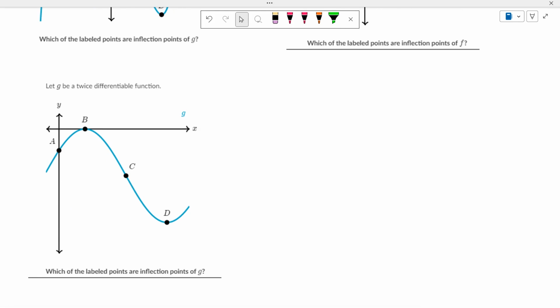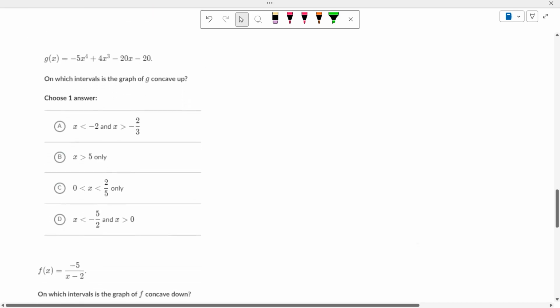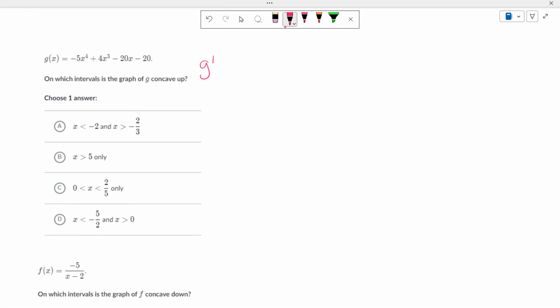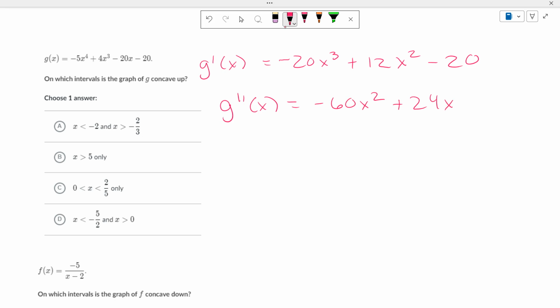Any of these points of inflection? C would be a point of inflection because it changes from concave down to concave up. Now it asks, where is it concave up? Well, let's take two derivatives of this. The first derivative of this is negative 20x to the third plus 12x squared minus 20. The second derivative of this is negative 60x squared plus 24x.